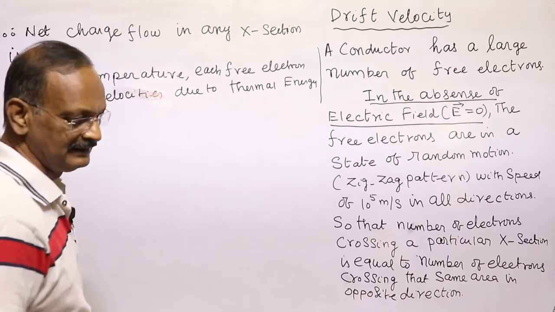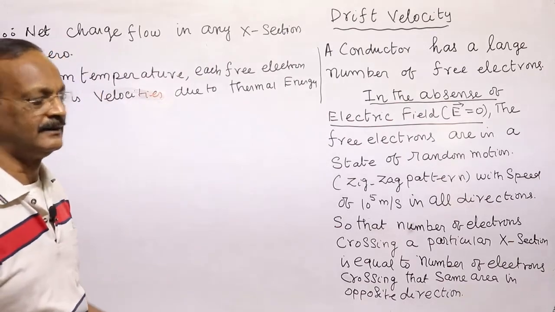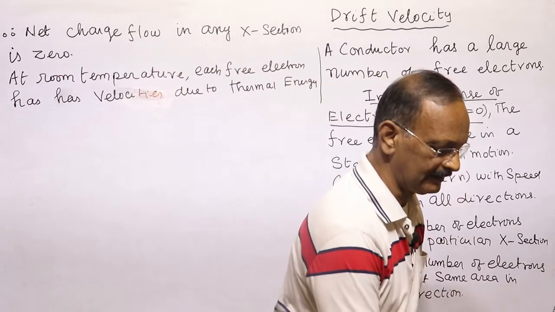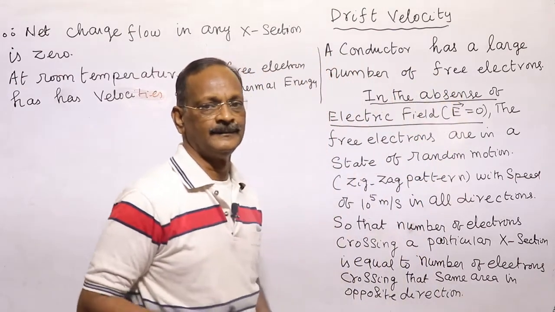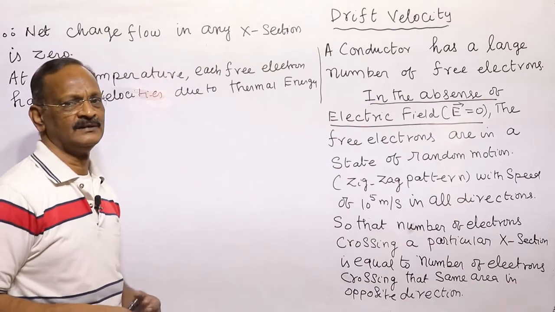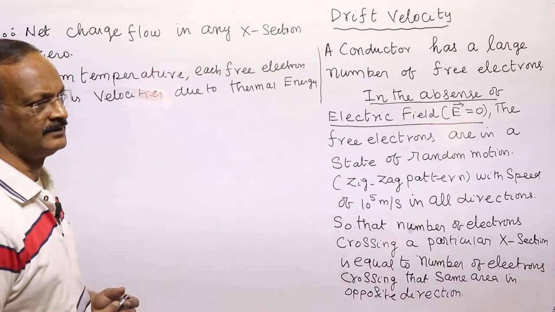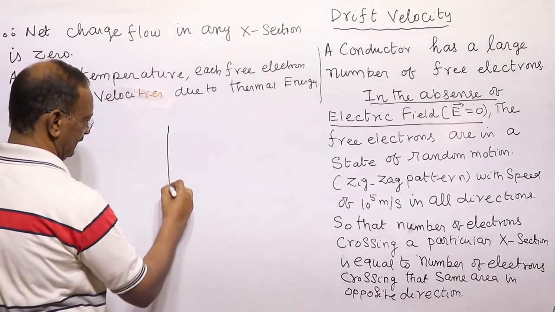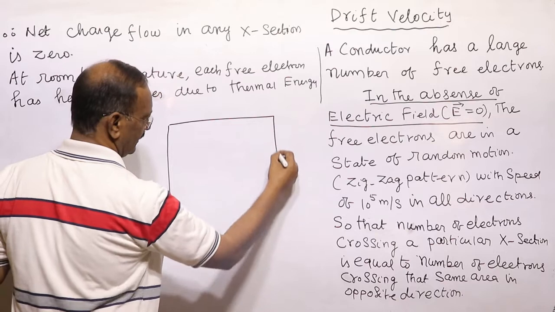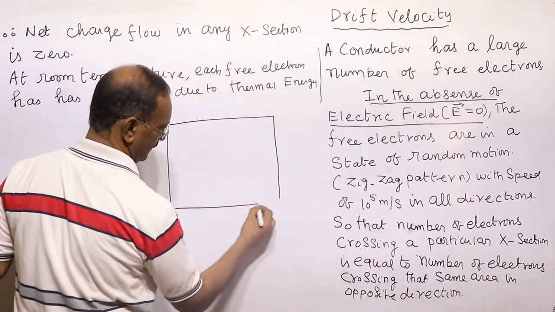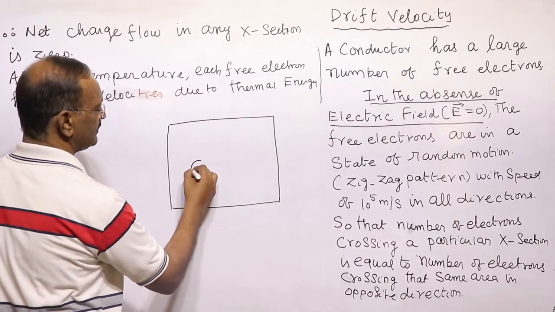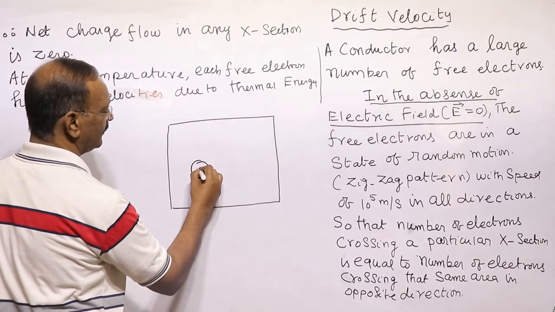As we know, a conductor is responsible for conducting electric current. So a conductor has a large number of free electrons. Where do the free electrons come from? Suppose this is a conductor and it will have a large number of atoms or molecules. Let us take one atom. See, the atom has a nucleus.